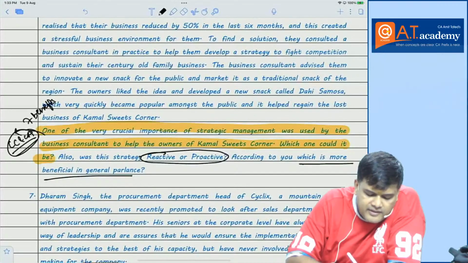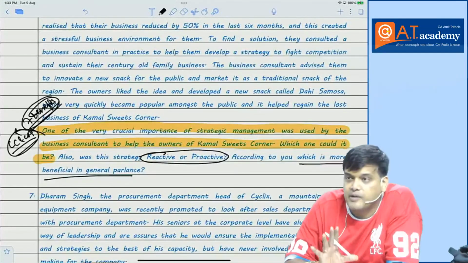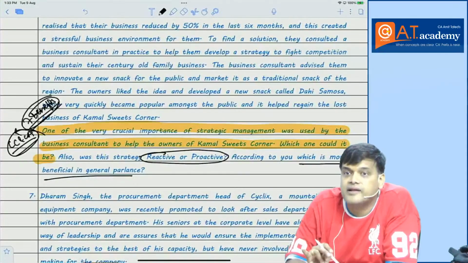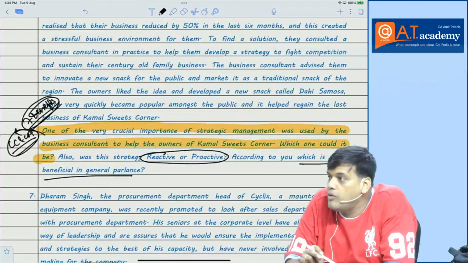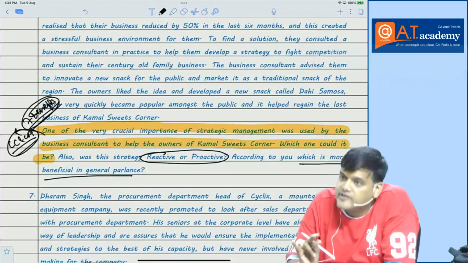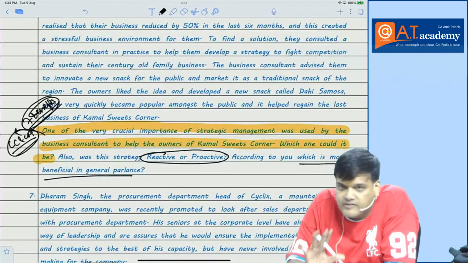Sir, how will you write the answer here? Again, I am telling you, it will be a similar policy to what I suggested this morning in EIS. Write exactly what is asked. Are they asking for all benefits of SM? They are asking only which is used. So write only which is used. So you will be using only one benefit. That's it.